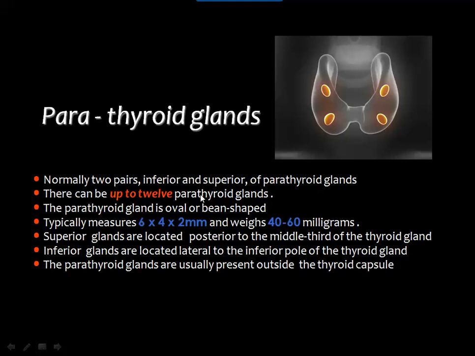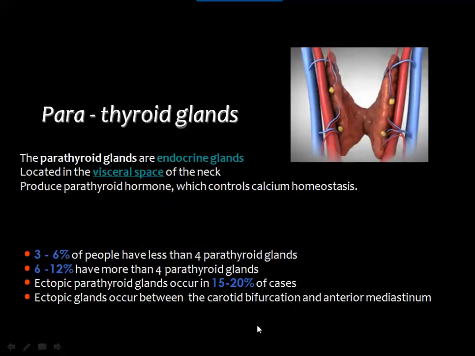The normal measurements of the parathyroid gland are 6 by 4 by 2 millimeters, and it weighs about 40 to 60 milligrams. Then the parathyroid glands are considered endocrine glands, and they produce the parathormone, which controls calcium metabolism. About 3 to 6% of people may have less than 4 parathyroid glands, and about 6 to 12% of cases may have more than 4 parathyroid glands.